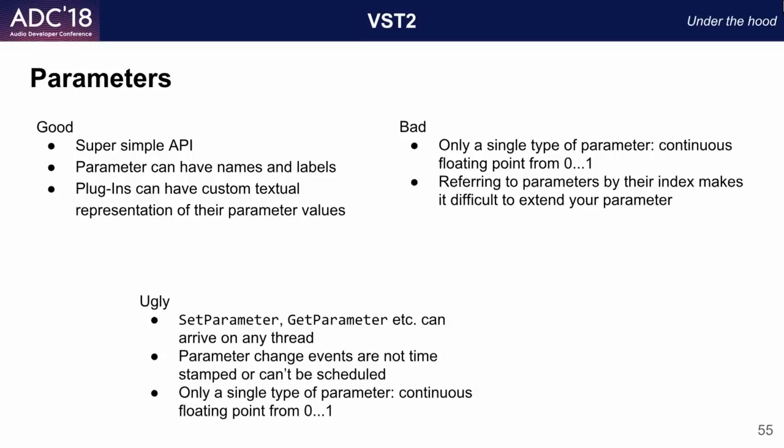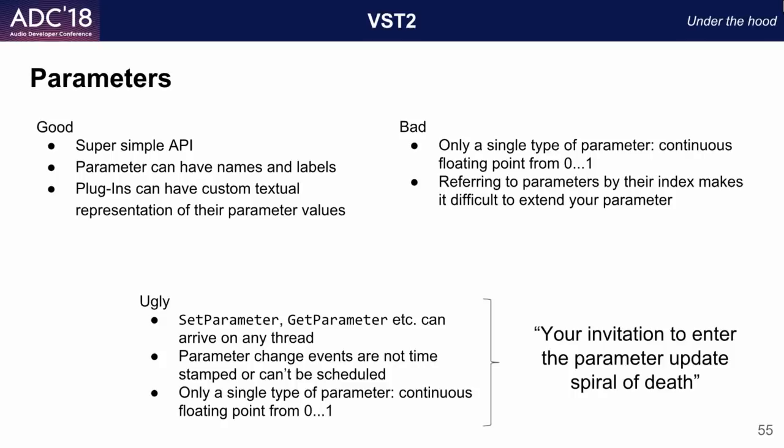The ugly really is there's not a really good definition of who is allowed to call set parameter and get parameter, and when. So they can kind of arrive on any thread. It's kind of up to you to know what to do. It's not really mentioned in the spec. Parameter changes are not timestamped or anything, and there's only a single type of continuous parameters. So these are all nice little invitation tickets to that spiral of death we saw earlier.